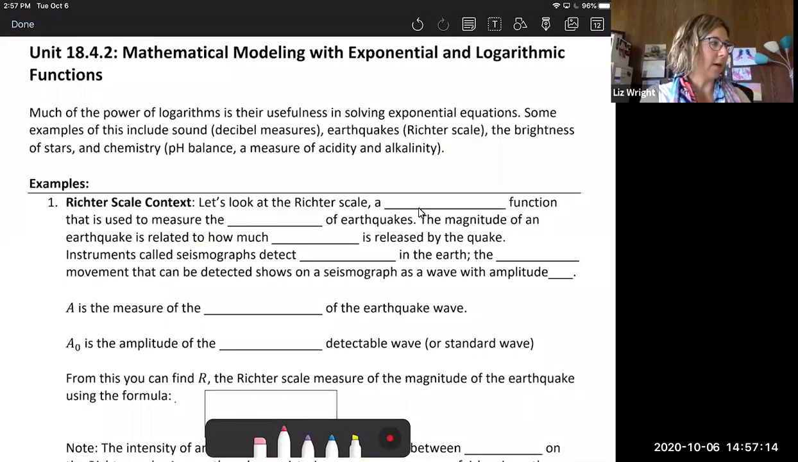Hi, everybody. In this video, we're going to talk about our last topic that's in our notes set right now. And it's going to be 18.4.2, mathematical modeling with exponential and logarithmic functions. So mathematical modeling is just a term we use to say, hey, we've created this model or this equation or this function to model the situation that's in this word problem.